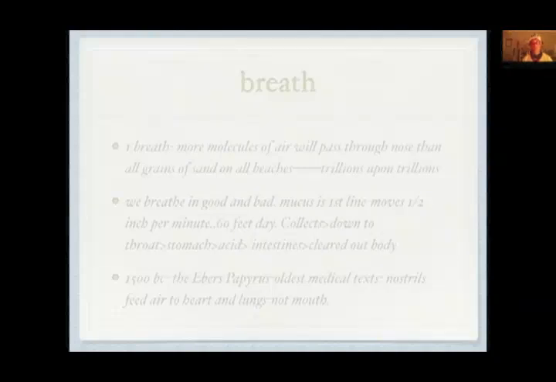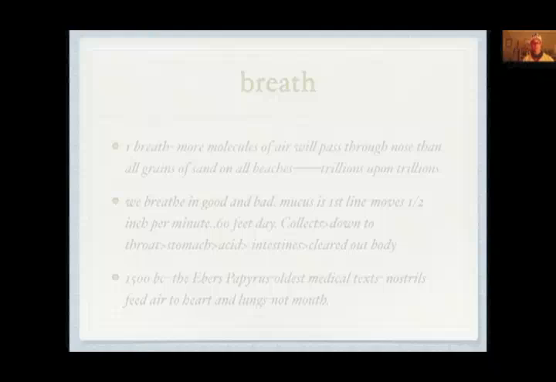All right. Breath. In one breath, more molecules of air will pass through your nose than all the grains of sand on all the beaches in the world. That's trillions and trillions. That was one of the most astounding things that I learned when doing this. Just one breath, more molecules will pass through your nose than all grains of sand anywhere in the world. Just think about that. That's amazing.